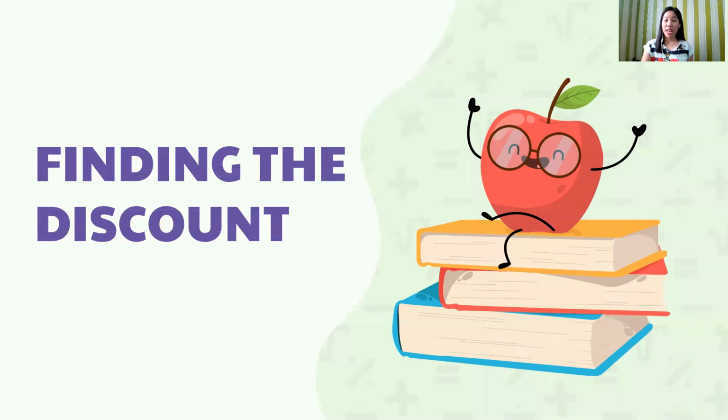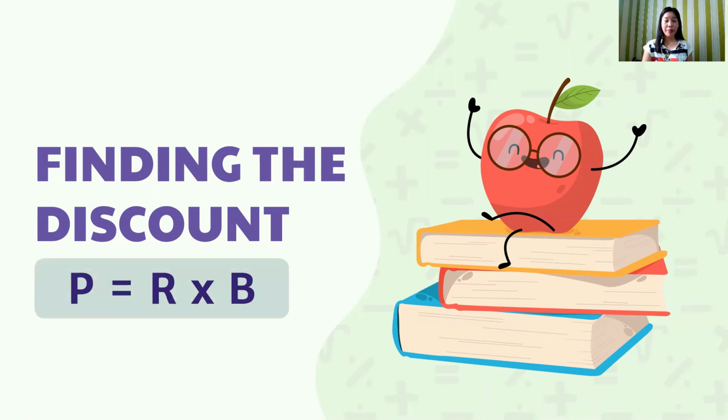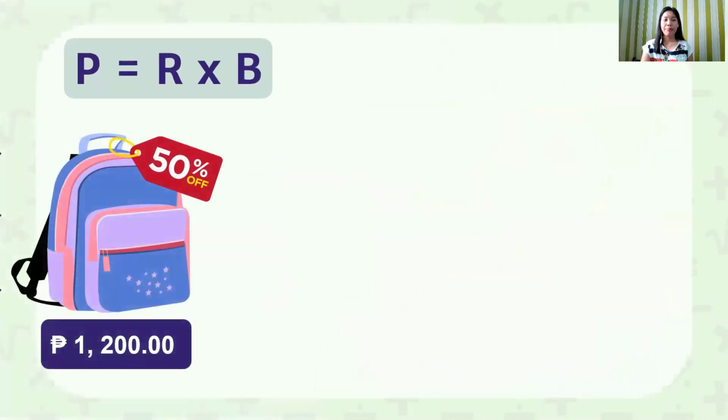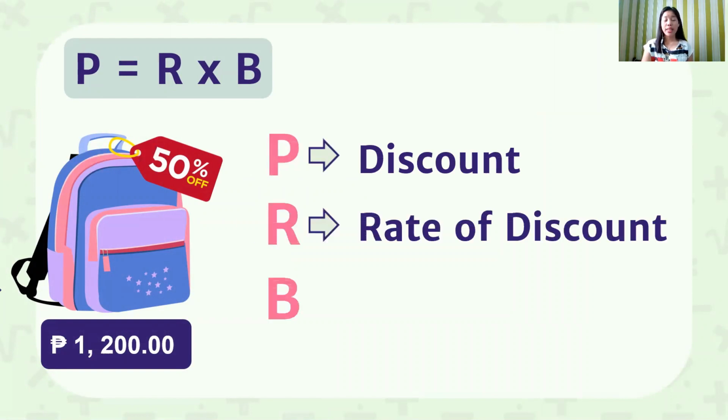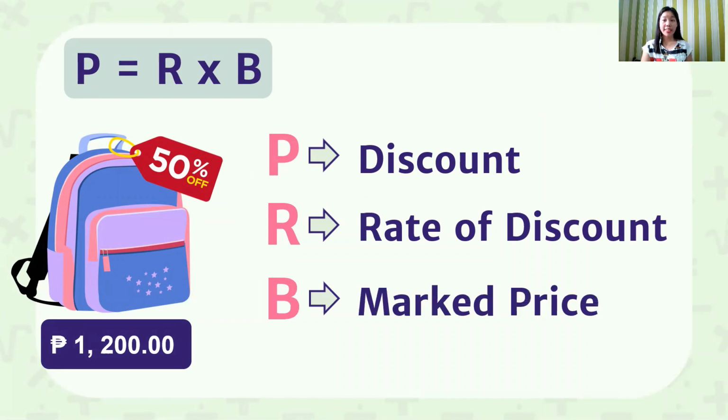First one, let us find the discount. In finding the discount, we use this formula: P is equal to R times B. Notice down, okay? The formula in finding the discount is P equals R times B. This is where P stands for the discount, R stands for the rate of discount, and B stands for the marked price. P for discount, R for the rate of discount, and B for the marked price.